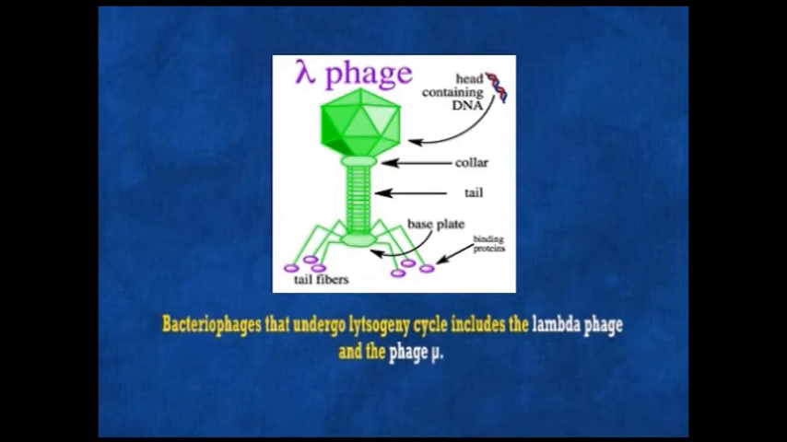This prophage is usually integrated into the bacterial chromosome, but sometimes it can also exist independently. Under certain conditions, each of the bacterial cells in a state of lysogeny can produce and release new progeny bacteriophage spontaneously and lyse the cell. Such a bacterial cell is said to be a lysogen or lysogenic. Bacteriophages that undergo the lysogeny cycle include the lambda phage and phage Mu.